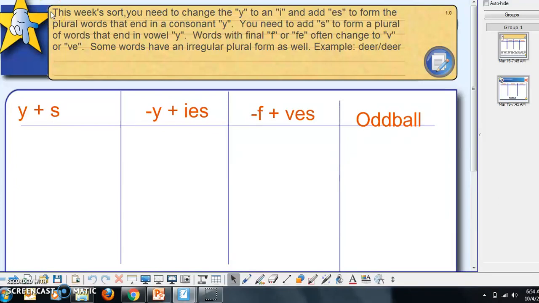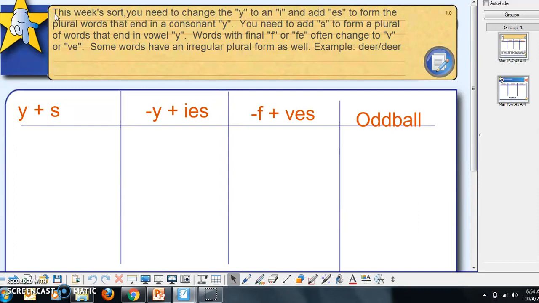Let's begin this week's word study sort. This week we are focusing on word sort 9, and the feature that we're looking at is feature letter K. Let's go over our written discovery explanation.